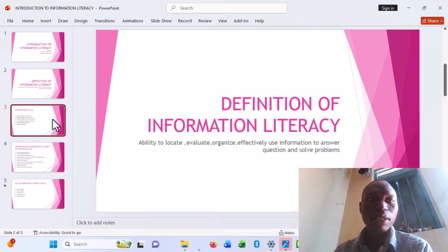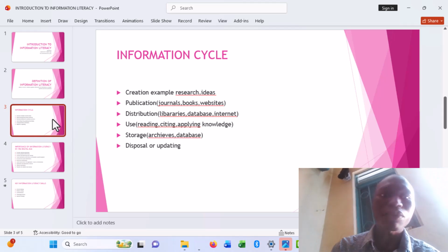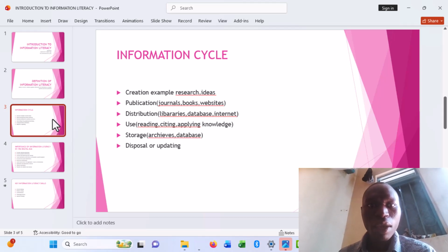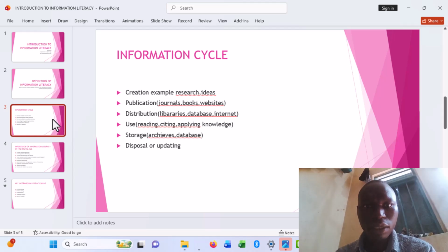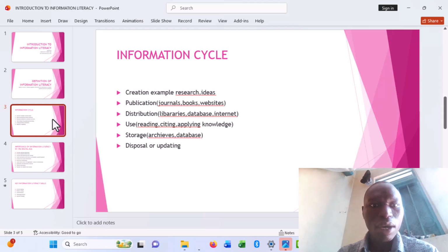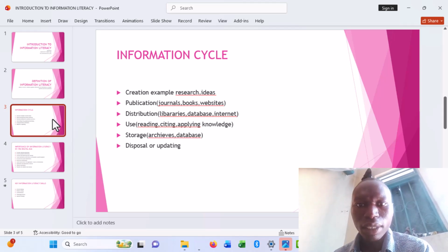And on the next slide, slide number 3, we shall look at the information cycle. That one, basically, we are going to look at the creation, for example, research ideas. And the next one, we are going to look at the application (journals, books, and websites). Also, we're going to look at distribution (libraries, database, internet).